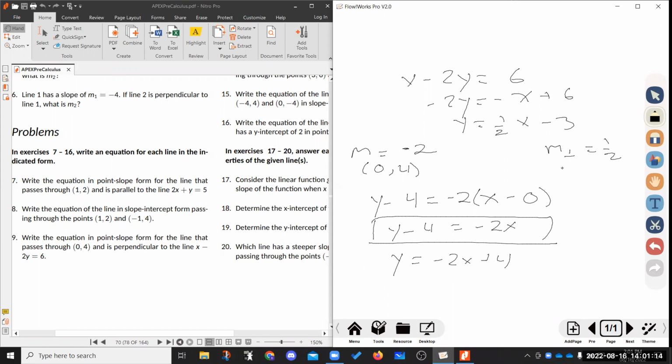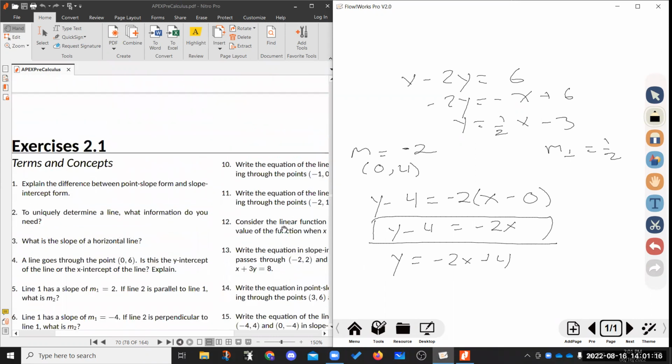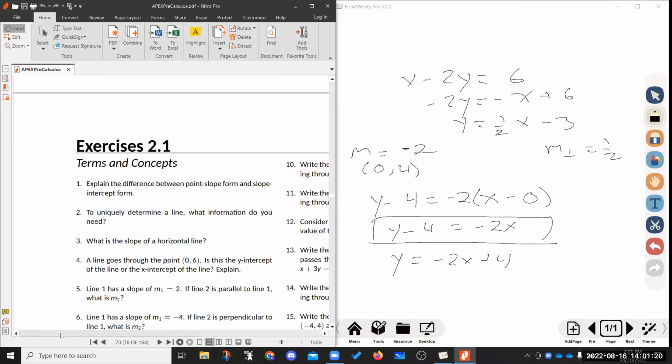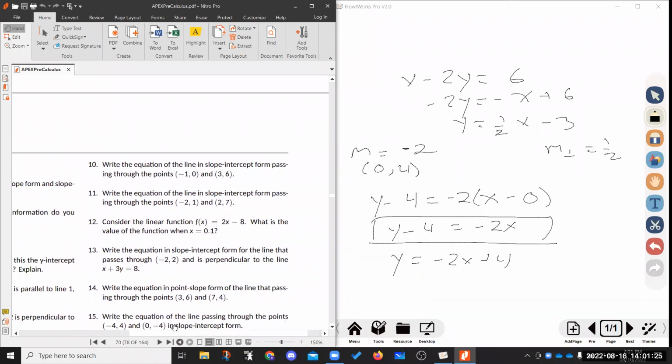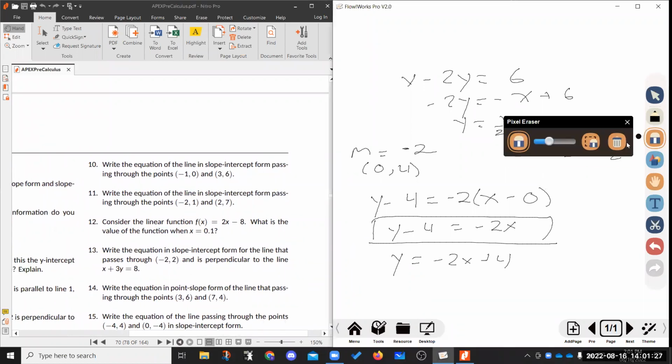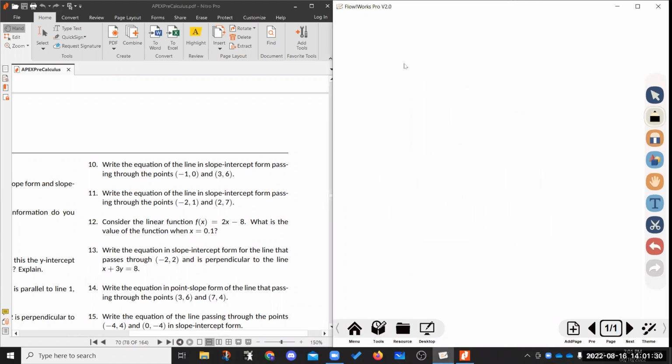And now we're going to go up to problem number 10. Scroll a little bit over here. And write the equation of the line in slope-intercept form that passes through the points (-1, 0) and (3, 6). So my slope is going to be 6 minus 0 over 3 minus a -1 is 3 plus 1. That's 6 over 4 is 3/2.